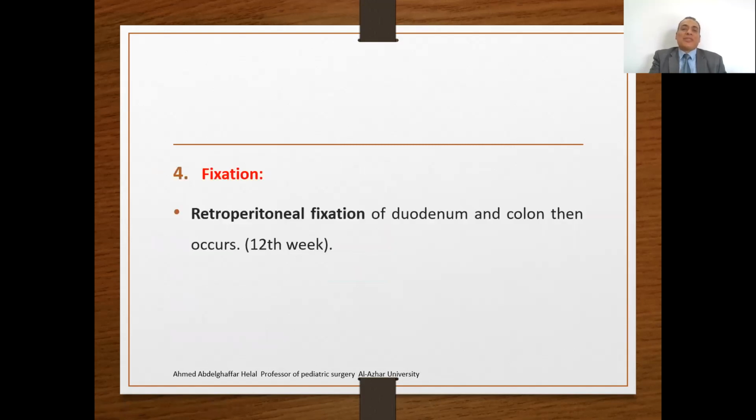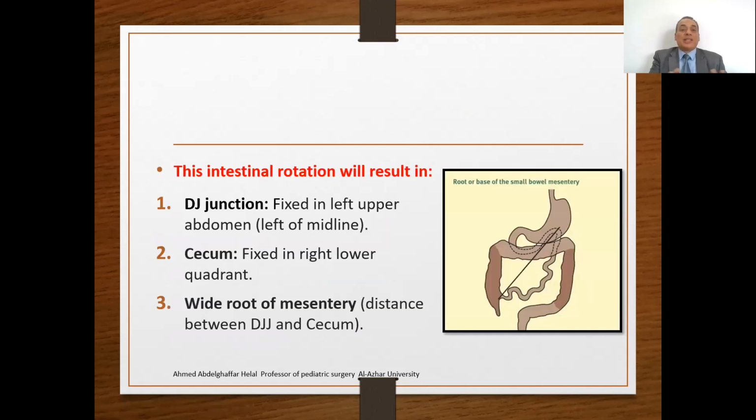The last step is fixation, retroperitoneal fixation of the duodenum and the colon at about the 12th week of intrauterine life. So the intestinal rotation will result in the DJ junction, the duodenojejunal junction, being present in the upper abdomen to the left of the midline, and the cecum and the ileocecal region being present in the right lower quadrant. The distance between the DJ junction and the cecum is called the root of the mesentery.